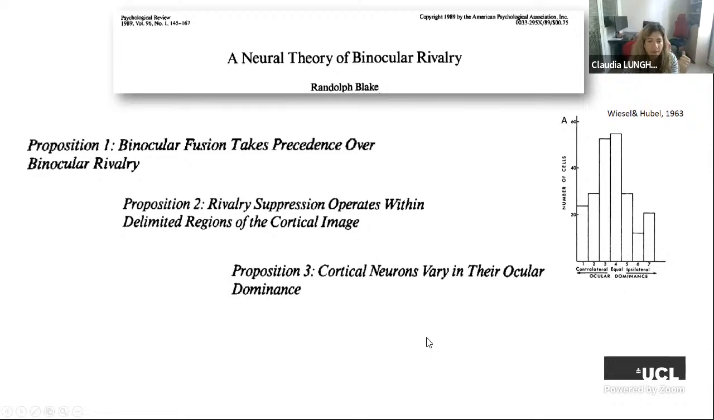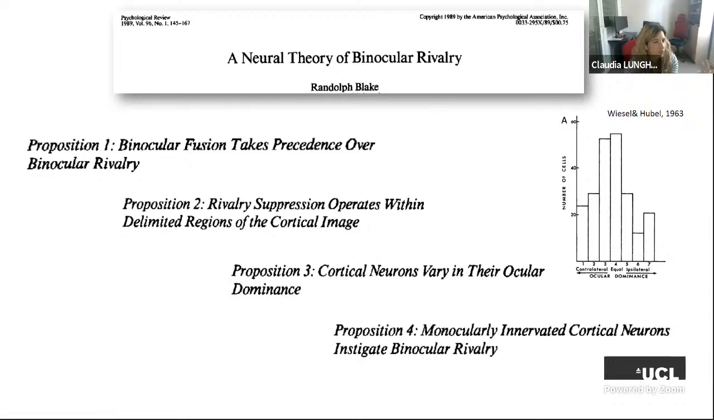And from these 3 propositions, actually, Randolph Blake derived the 4th proposition, which is, let's say, the main proposition of the theory, the basis of the neural theory of binocular rivalry, binocular rivalry being an early phenomenon, or eye rivalry for Randolph Blake. The proposition states that it is really those monocularly driven cortical neurons that instigate binocular rivalry. So in the classic histogram by Hubel and Wiesel, these would be the neurons that fall into category 1 and 7.